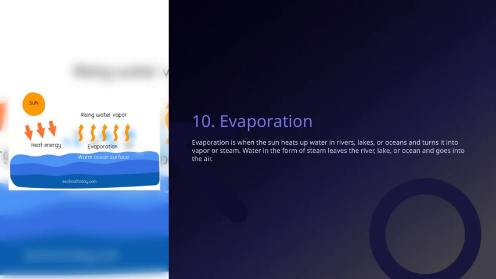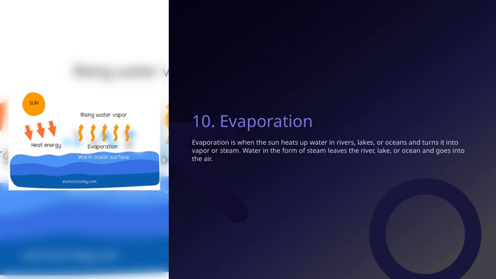All right, let's talk about evaporation. So evaporation happens when the sun heats up water in things like rivers, lakes, or even oceans. When this happens, the water doesn't just stay liquid. Instead, it turns into vapor or steam. Essentially, the water molecules gain enough energy from the sun to break free from the surface and become gas. This vapor then leaves the water body and rises into the air.